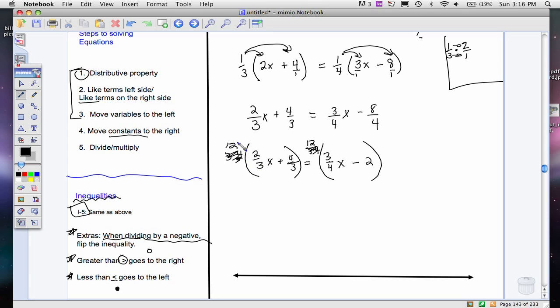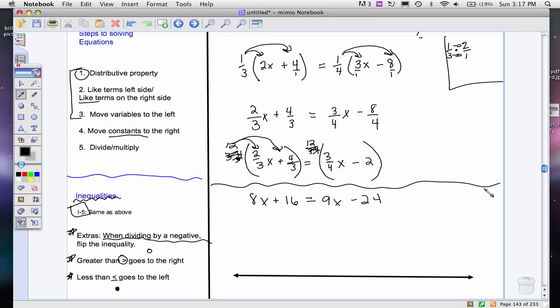Now if you notice something, 3 times 4 just equals 12. So I'm multiplying by the same number on each side, and I've just created a new distributive property. So I go ahead and do that. And I got 12 times 2, which is 24, divided by 3, which is 8x. And I got 12 times 4, which is 48, divided by 3, which is 16. Now on the other side, I get 12 times 3, which is 36, divided by 4 is 9x. And 12 times negative 2 is negative 24.